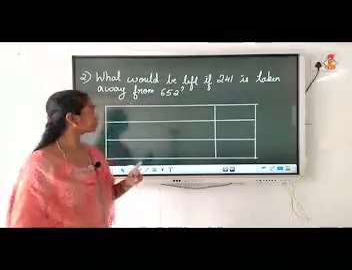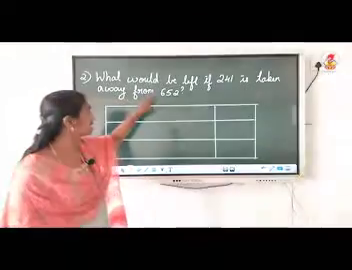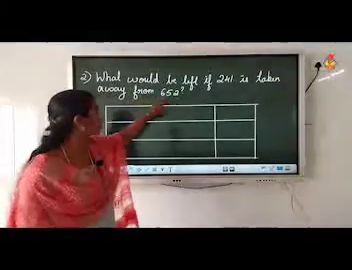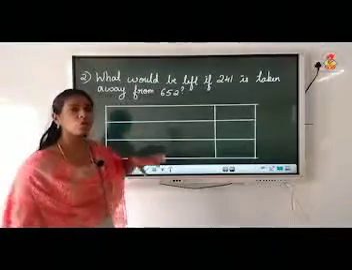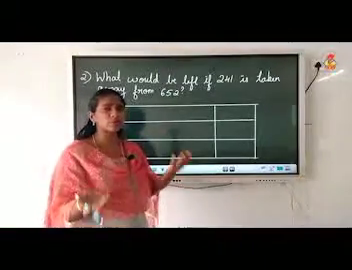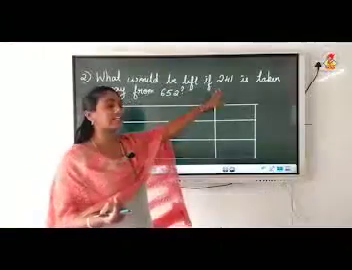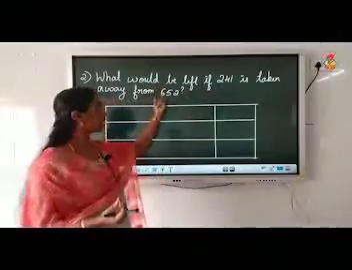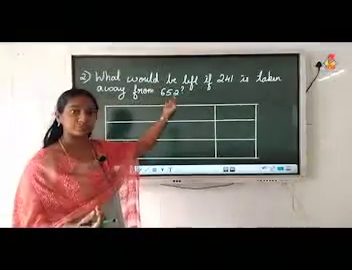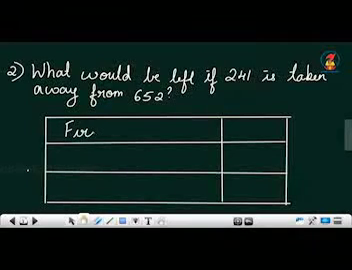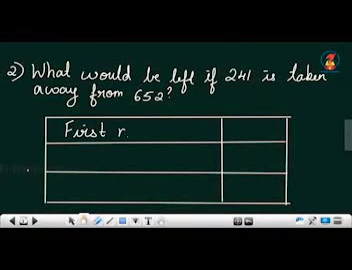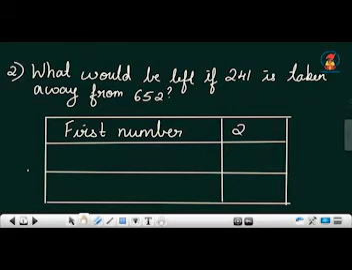Okay children. So which is our first number here? 652, because it is coming after the word from. What was the question? What is going to be left if you take away 241 from 652? So you will write first number is 652.